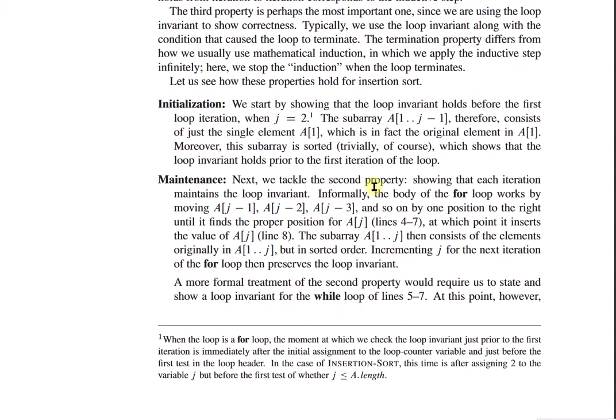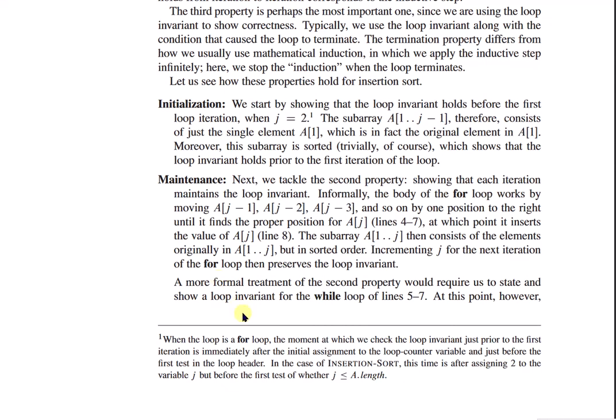Maintenance. Next, we tackle the second property, showing that each iteration maintains the loop invariant. Informally, the body of the for loop works by moving A[j-1], A[j-2], A[j-3], and so on by one position to the right until it finds the proper position for A[j], at which point it inserts the value of A[j]. The subarray then consists of the elements originally in A[1..j] but in sorted order. Incrementing j for the next iteration of the for loop then preserves the loop invariant.